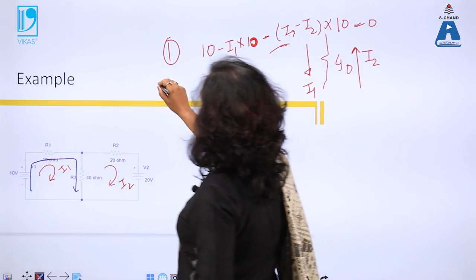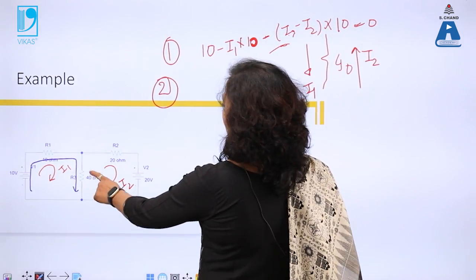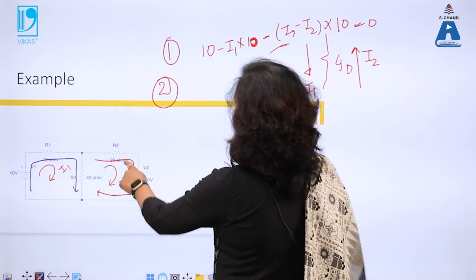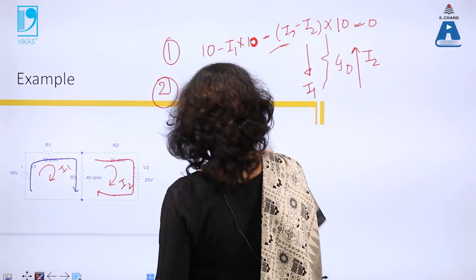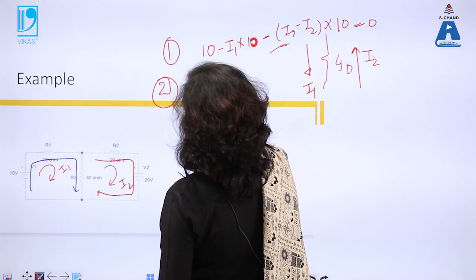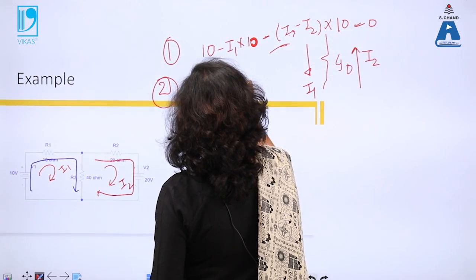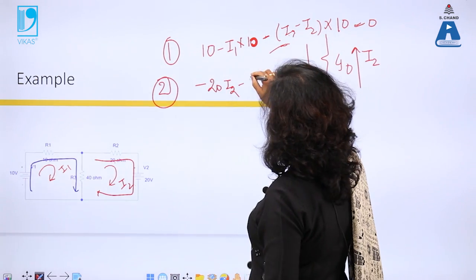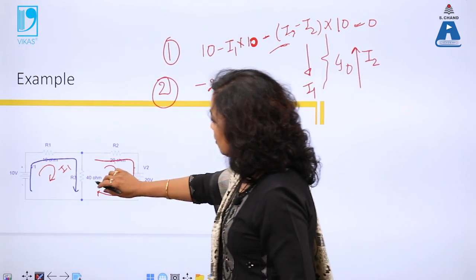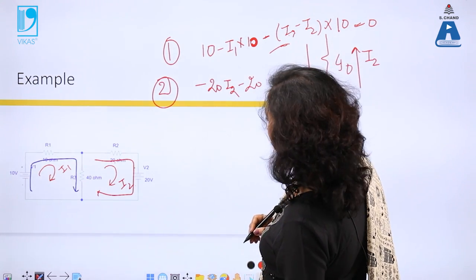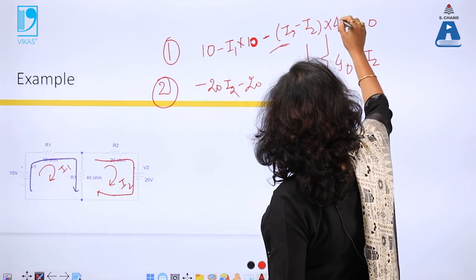Okay, for the second loop, start from this point. Again, I will solve like this. So minus 20 into I2 for this case. Now plus to minus, minus 20, common resistance 40. Okay, I guess this is 40.